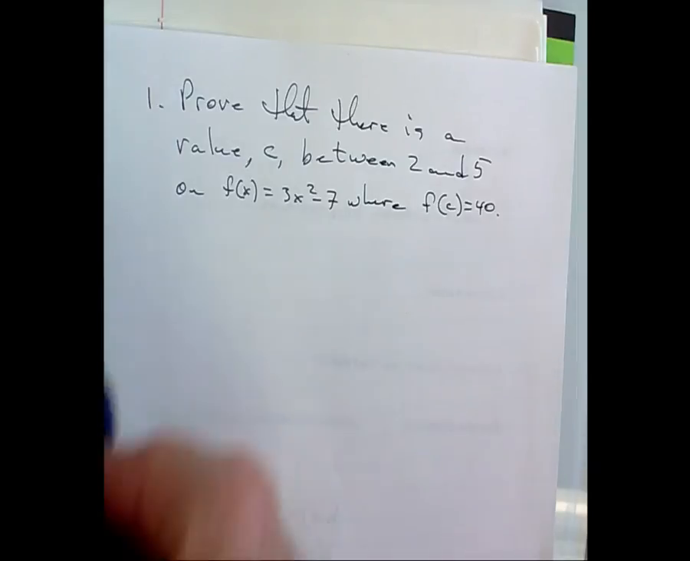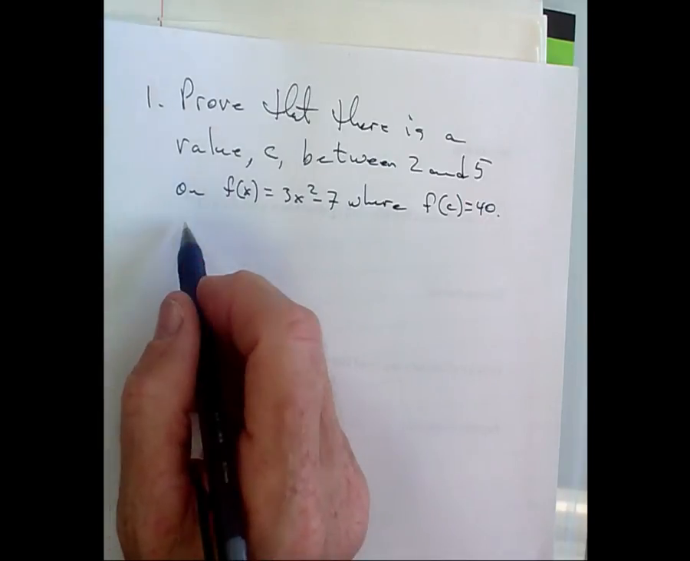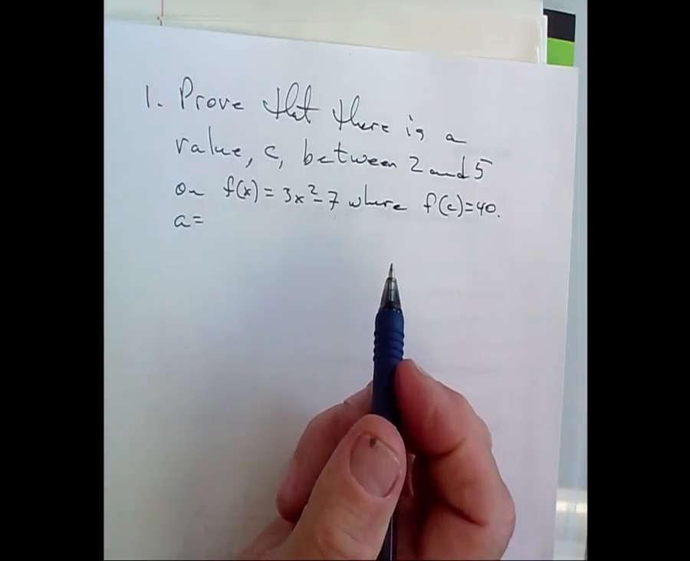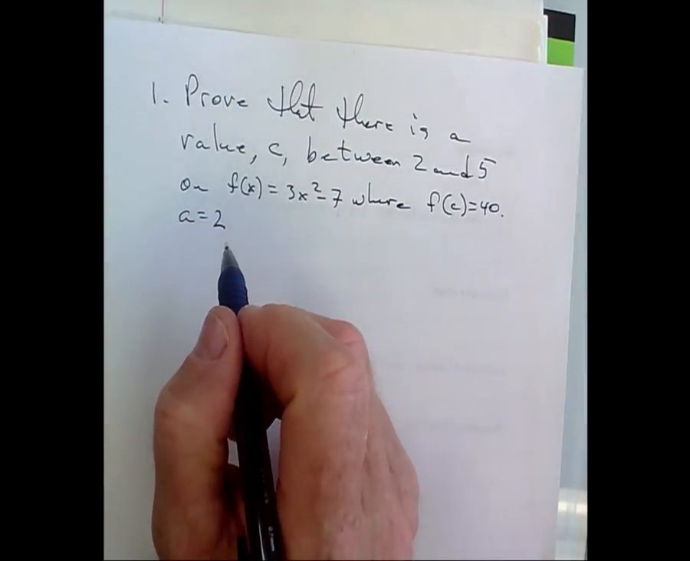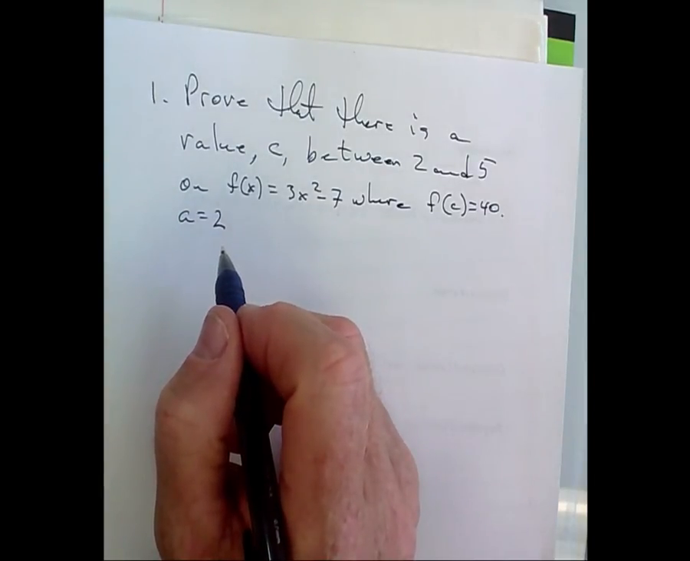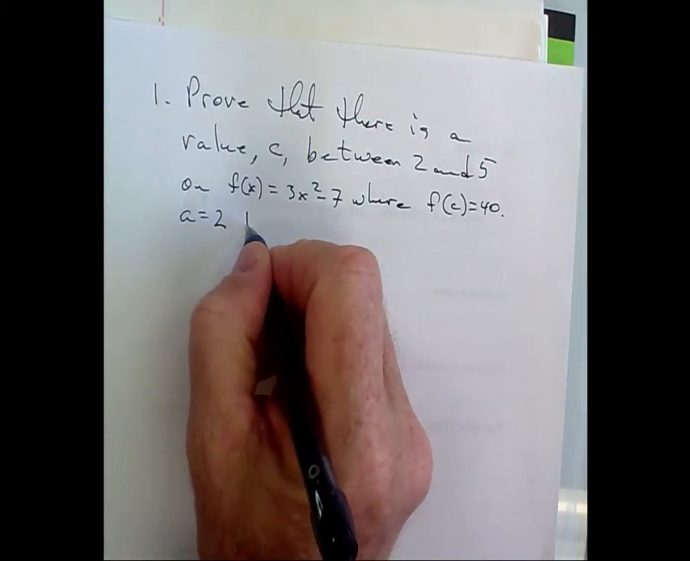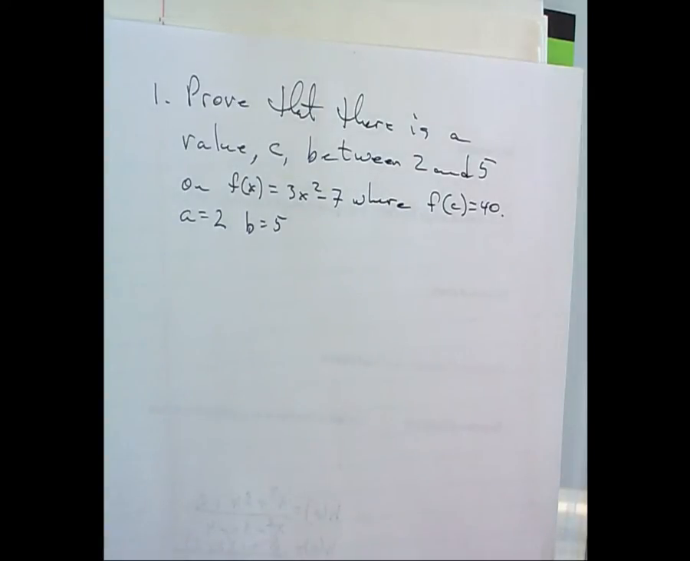What's the first thing I'm going to do? Identify what and what. A and B. What is A? 2. And what's B? 5. That's the first thing you're going to do. Those are x values, correct? Because C is between them.